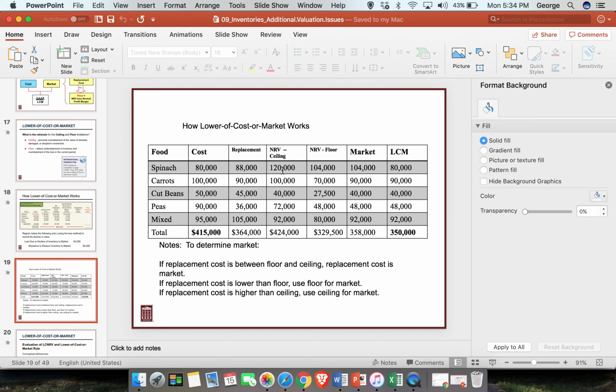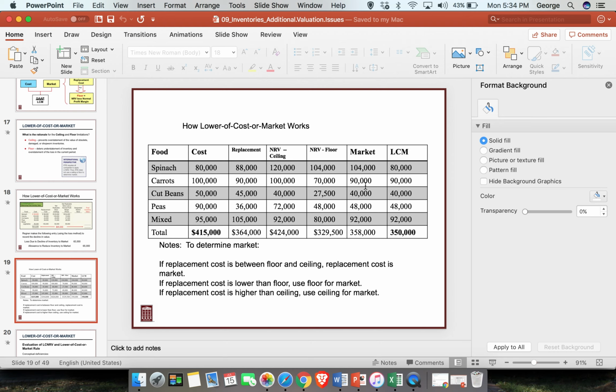All right, then my ceiling would be my net realizable value. And then my floor would be my net realizable value less the profit margin. Okay, so in this case, I guess the profit margin, 16,000. All right, so if replacement falls between ceiling and floor, I can go ahead and use replacement. So on all these, let's see if that happens. All right, on the second one, carrots, 90,000, that's between 100 and 70. So I'll use that for my market.